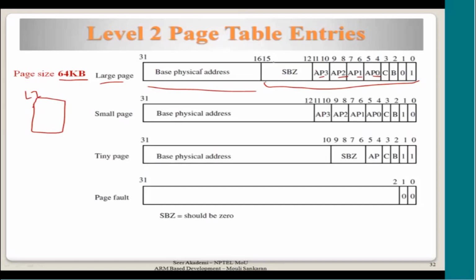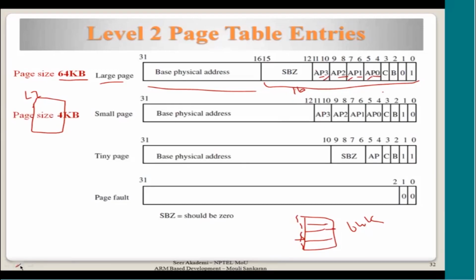So here, how many bits are there? 16 bits, right? This corresponds to a 64 KB page. That 64 KB page is split into four areas by giving these access permissions there. So even though it is a large page, you will be able to control it at the granularity of 4 in terms of access permissions.